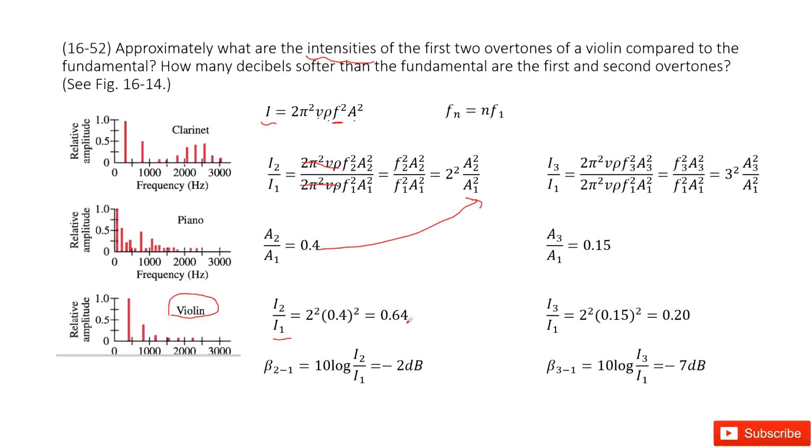Now, can you determine the sound level difference? The sound level difference, β2 minus β1, is just 10 log of I2 over I1, and we get the answer there.